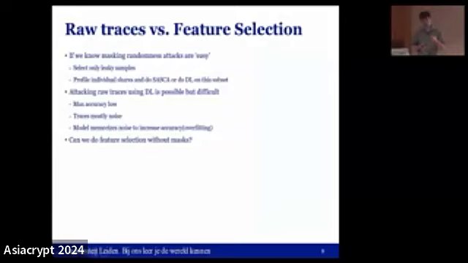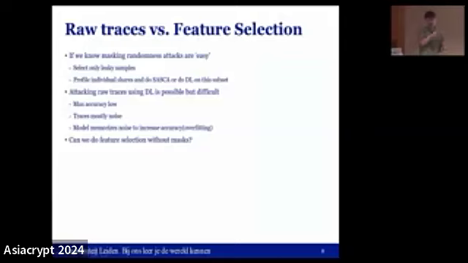However, attacking the raw traces using deep learning is still possible but difficult because the maximum accuracy is low. If you have leakage for two shares and it's noisy and you can't perfectly derive each of these shares from the trace, then you cannot perfectly predict, and your accuracies are generally about 1%, if not lower. Or 1% would be really good.